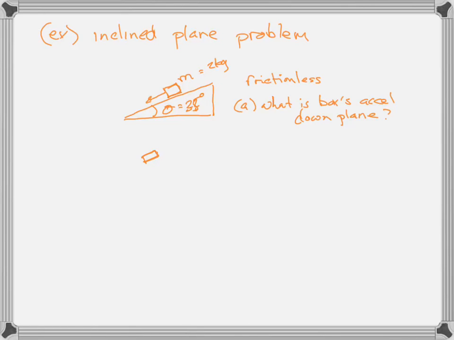Is there friction? No, we made it frictionless. Is there a rope attached? No, there's no rope attached. Is there gravity? Yeah, there's gravity. Gravity is always straight down, right? The gravitational force equal to mg, always straight down. Is there a normal force? Yes, there's a normal force because it's on a surface.